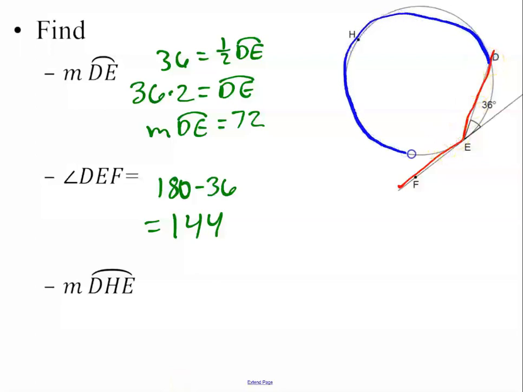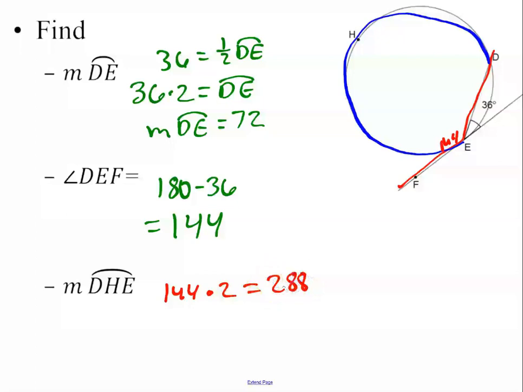Remember that means we're going to go the long way around to E. With this one we actually have two options for how we can find it. The first option is we know this red angle right here is 144. We just found that. So you could say 144 times 2, which is going to give you 288.